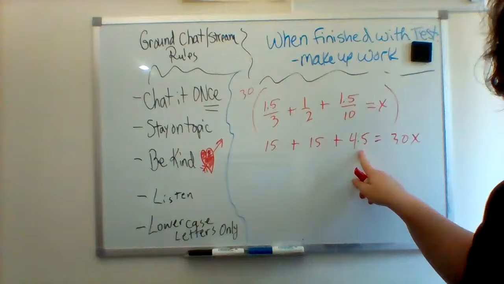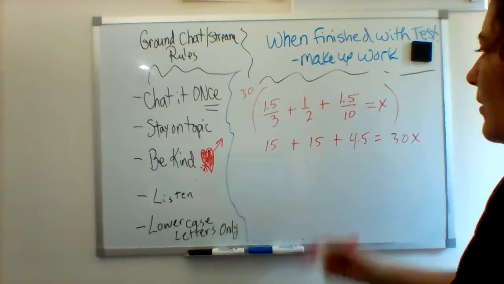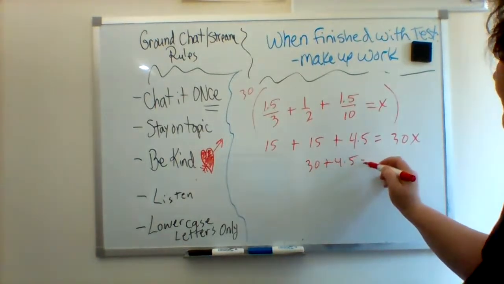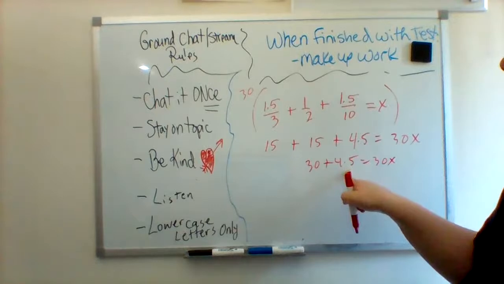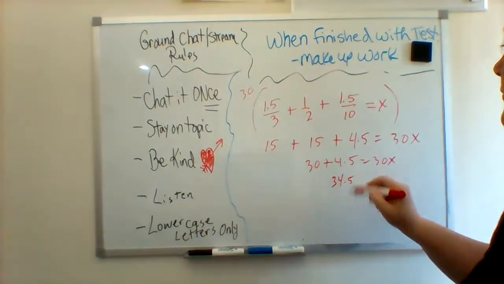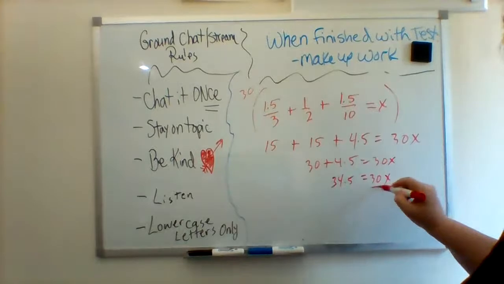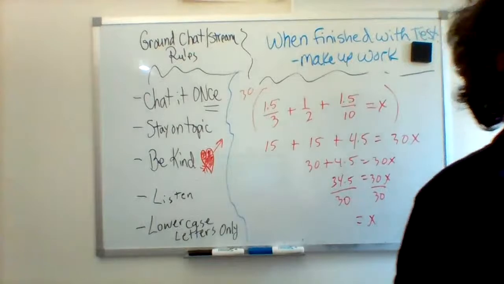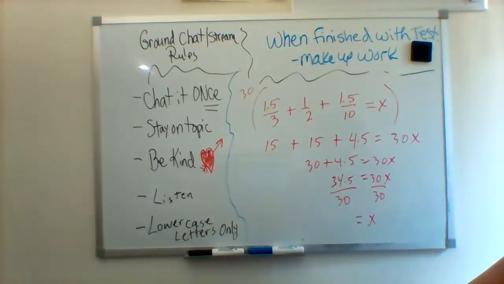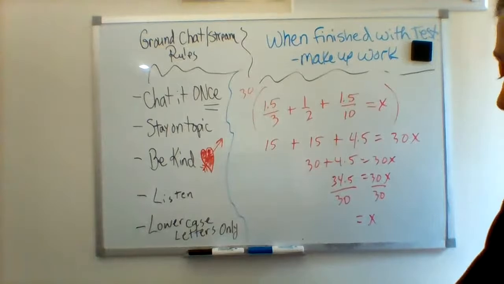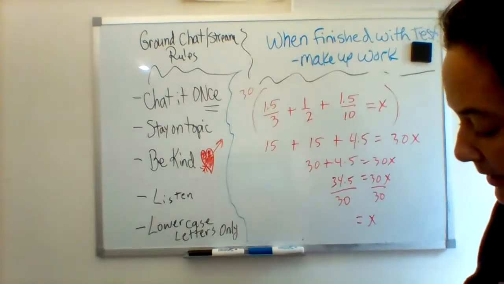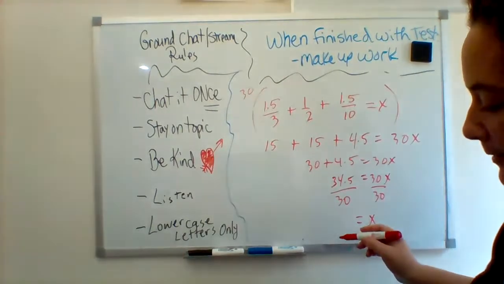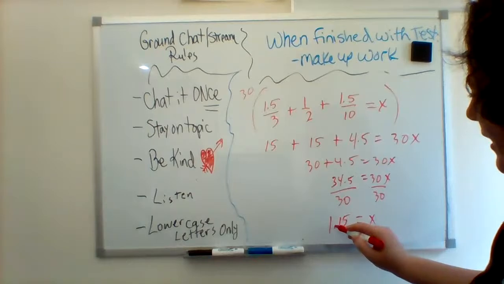So 4.5, and then 30x. So now I'm down to just one decimal, and that honestly doesn't bother me much, so I'm going to leave it alone. 15 and 15 is 30. 30 and 4.5, if it's money, it'd be $34.50. And now just divide by 30. See how easy it could be? Don't let it intimidate you. Just because there were decimals and fractions, you were probably like, oh my God, what is that? But if you follow the same steps, 34.5 divided by 30, I got 1.15.